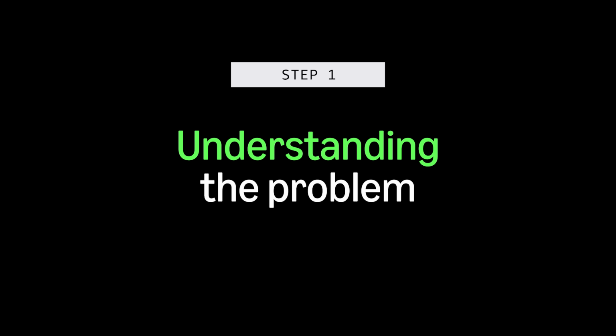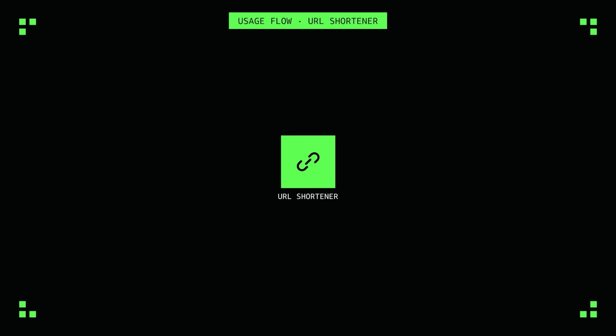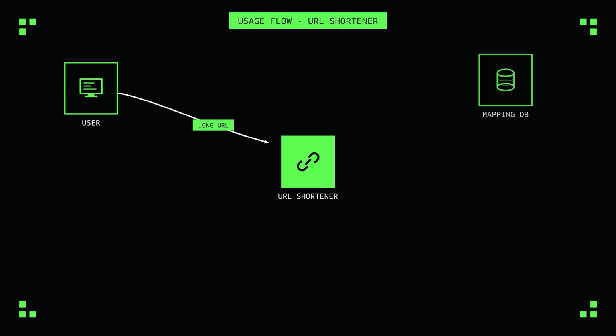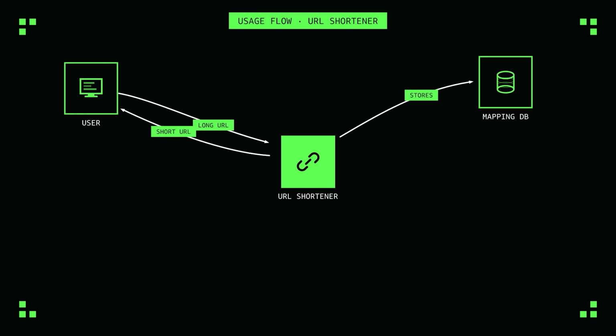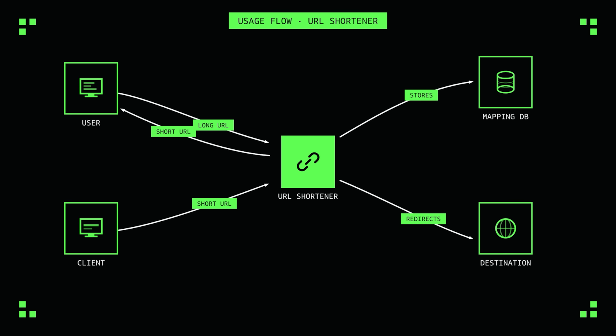Step 1. Understanding the problem. Today, we are designing a URL shortener. The usage flow is simple. Users submit a long URL, the system creates a short URL to substitute it, and creates an internal mapping that associates the short URL with the original and returns the short version to the user. Then, when a client accesses the short URL, the system recognizes it and redirects the user to the correct location.